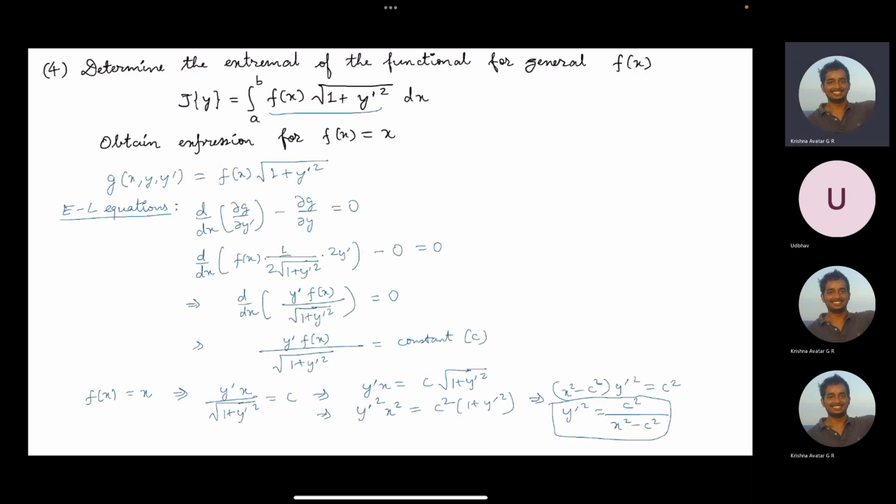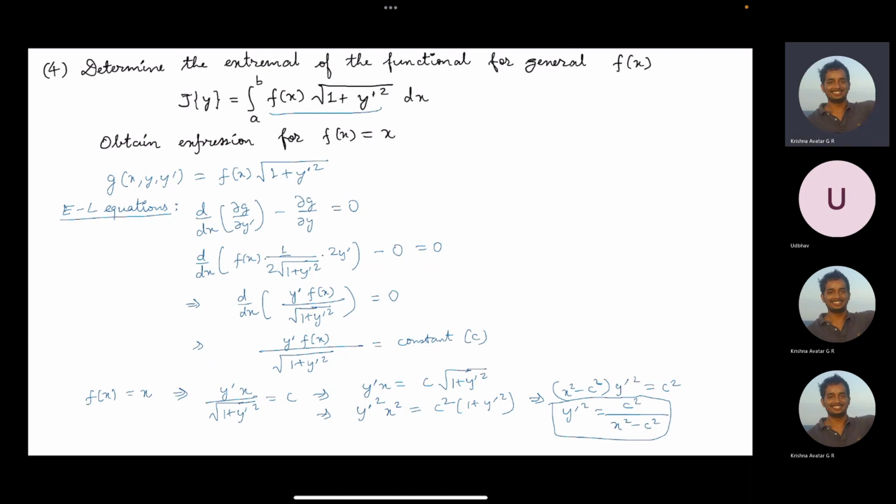Now let's solve a fourth problem in this series. Here the question asks us to determine the extremal of the functional for general f of x, where f of x is general and our function is defined over a domain a to b, with integrand f of x into root over 1 plus y prime squared, dx. Once we obtain the general expression, we will have to find the expression for the case of f of x is equal to x.